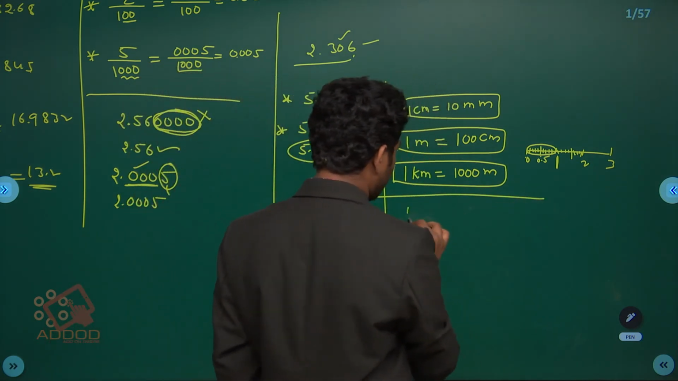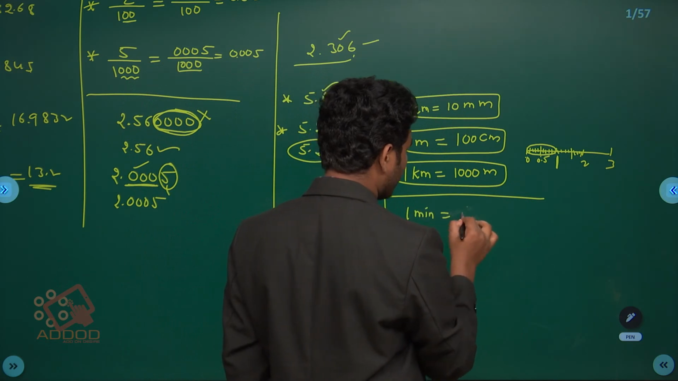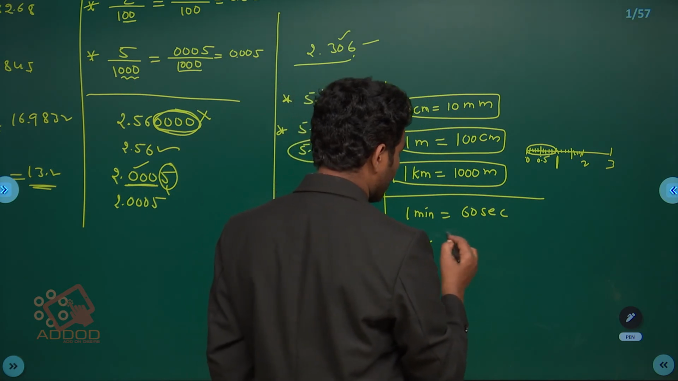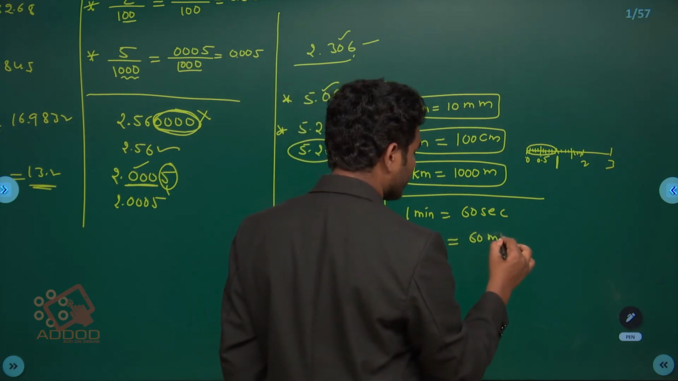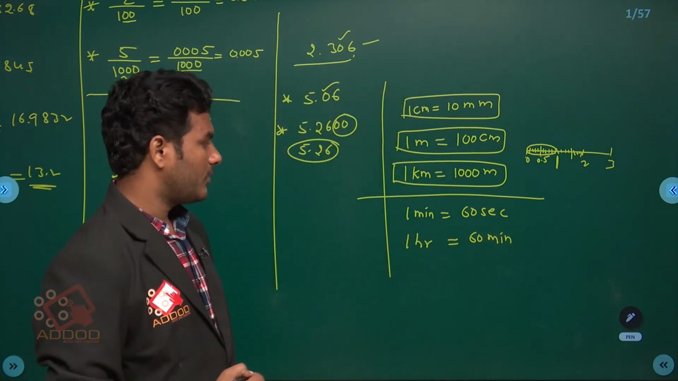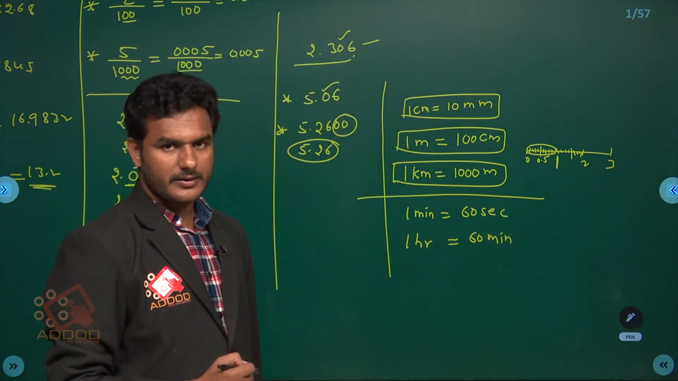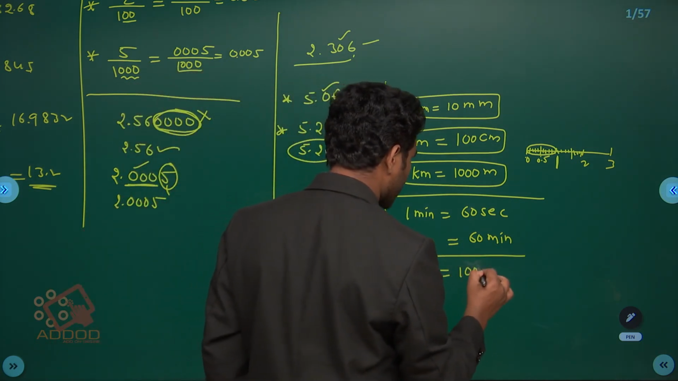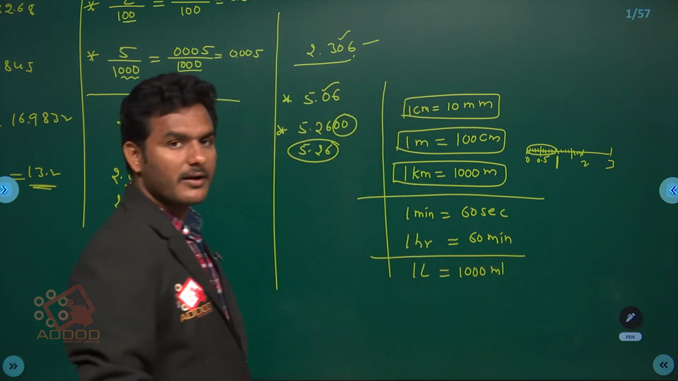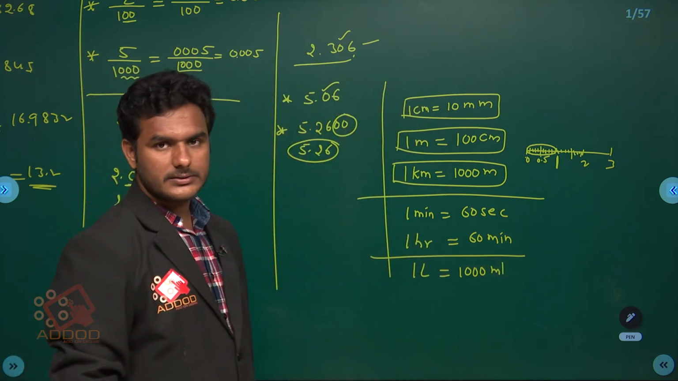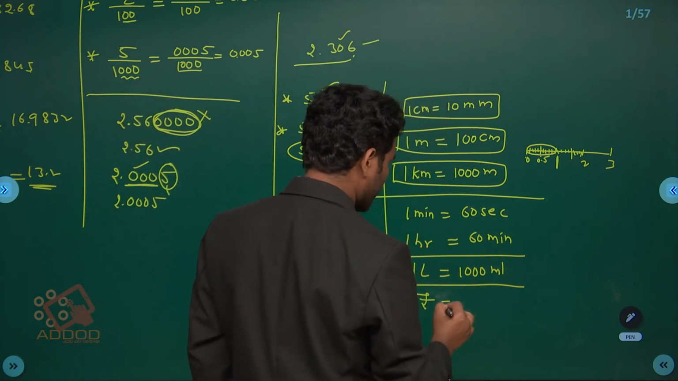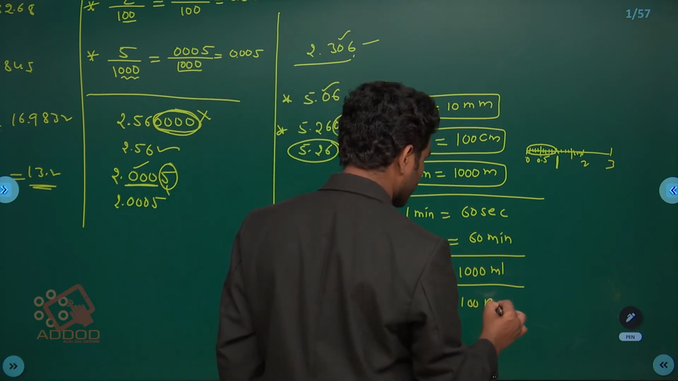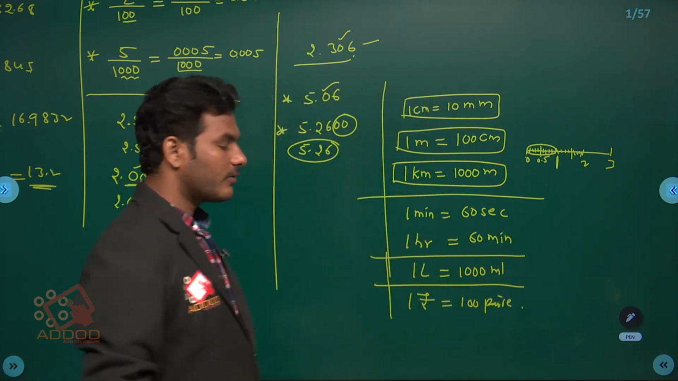Next, 1 minute. 1 minute is equal to how many seconds? 60 seconds. 1 hour is equal to how many minutes? 60 minutes. These are the basic things that we have to learn. 1 liter is equal to 1000 milliliters. 1 rupee is equal to how much? 1 rupee is equal to 100 paise.